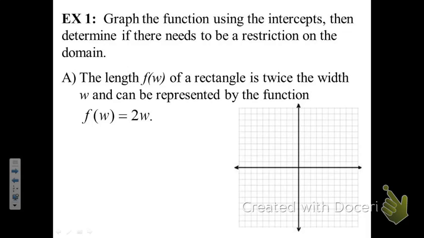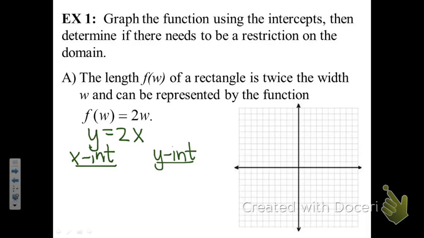So in our first example, it says to graph the function using the intercepts, then determine if there needs to be a restriction on the domain. Now we're going to review graphing a function using the intercepts, and the first thing that might be helpful is if you take the function that is given to us, f of w equals 2w, and we write it as a linear equation. To write it as a linear equation, we replace the f of w with a y. And if you would prefer, instead of using a w, we could instead use an x. And then we go to solve this using our x and y intercepts.